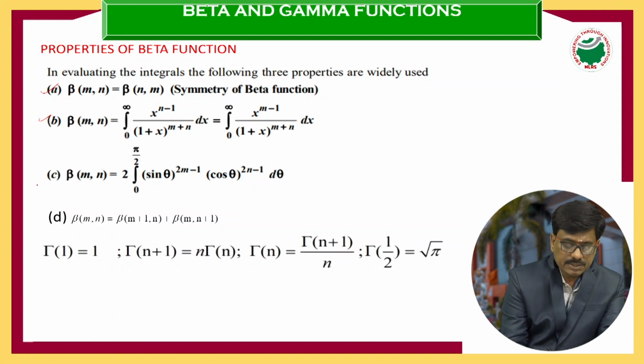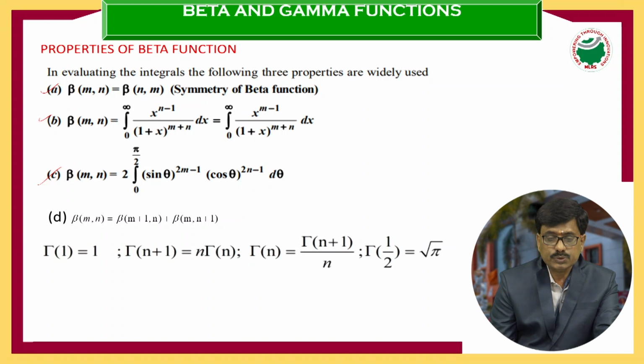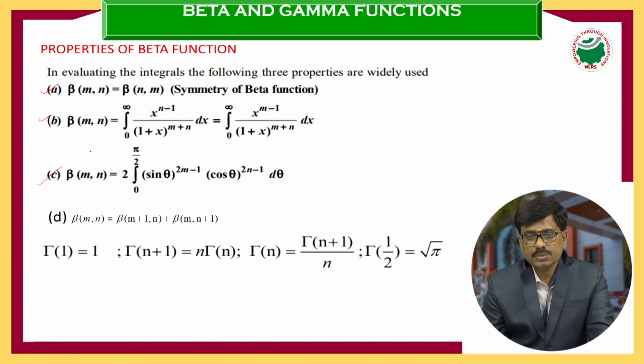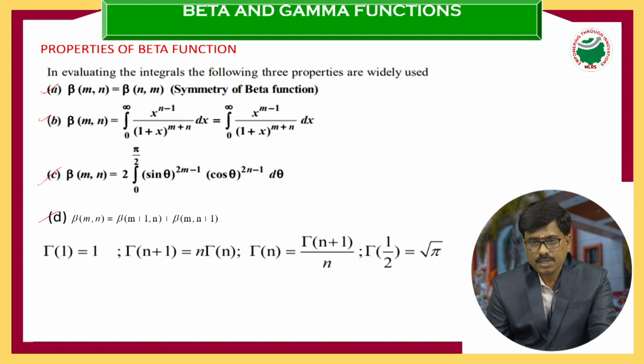I can rewrite the beta function in terms of trigonometric functions: beta of m comma n equal to 2 into integral 0 to pi by 2 (sin theta) whole power 2m minus 1 (cos theta) whole power 2n minus 1 into d theta. This is the beta function written in terms of trigonometric values. And further we extend one more property, beta of m comma n equal to beta of m plus 1 comma n plus beta of m comma n plus 1.